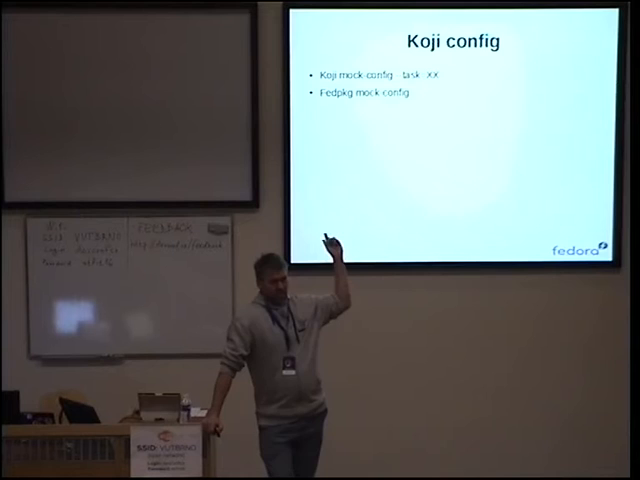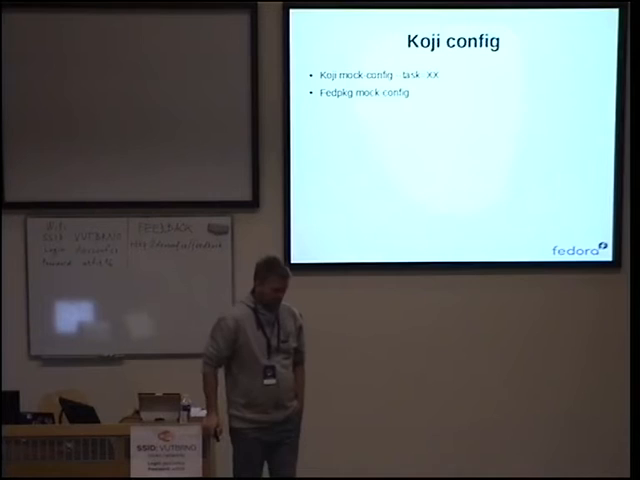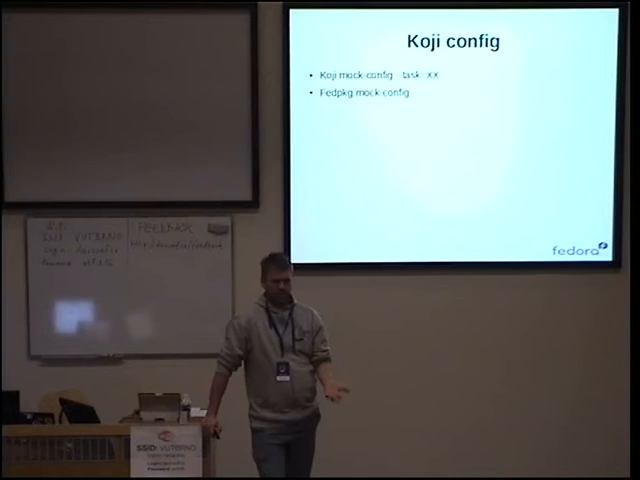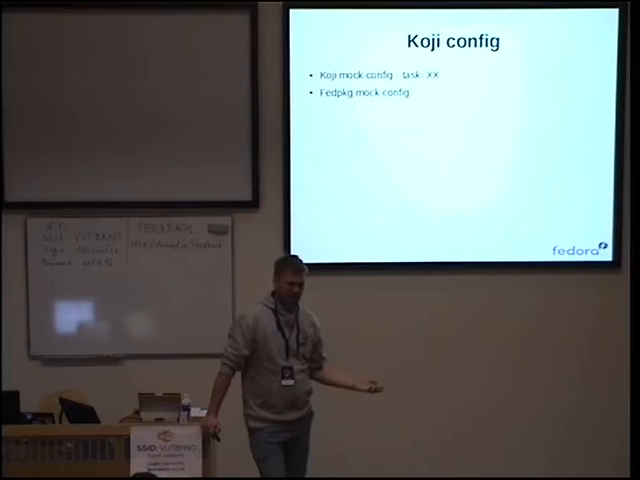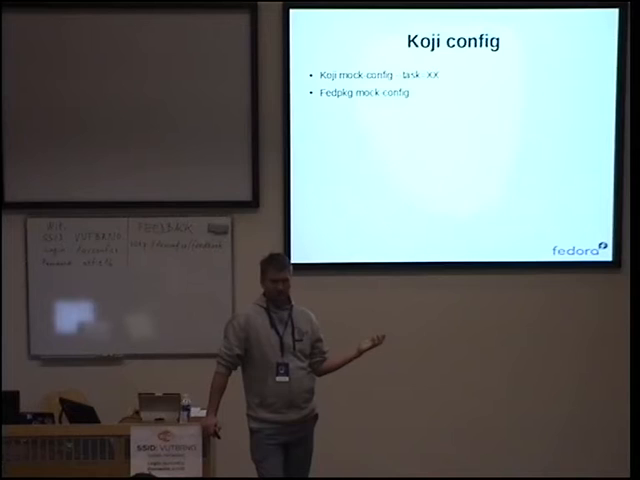Okay. Koji config. When you are building some package, you use mock, and you use the configs which are shipped with mock. But sometimes you may hit the problem that your package builds on your disk but doesn't build in Koji or in Copr. Why? Because they may use a slightly different configuration. Because Copr uses the tmpfs plugin, Koji uses something else.